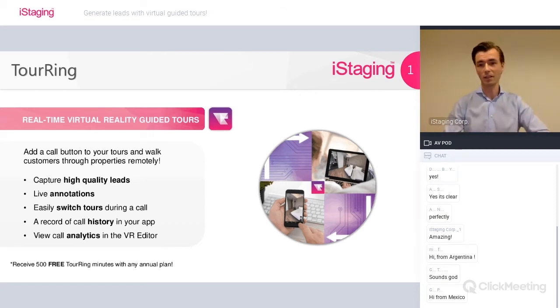You can actually do live annotations. I'll show you a quick video in a minute, so it's a little bit more visual. Obviously, you can switch tours within the call, and you'll have a record of call history and analytics also in your editor. So with touring, you receive 500 free touring minutes with your annual plan. If you're on a pay-by-usage plan, you can purchase minutes via the website as well, and I'll show you where to do that.